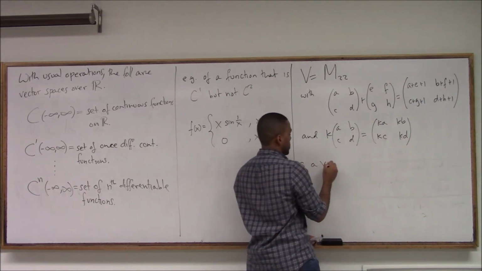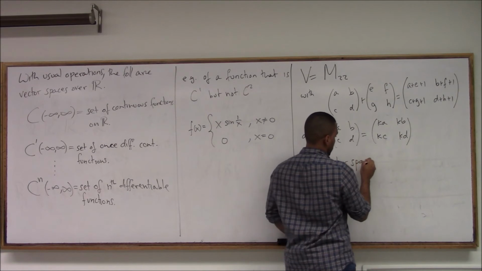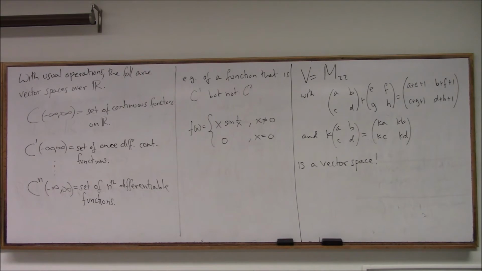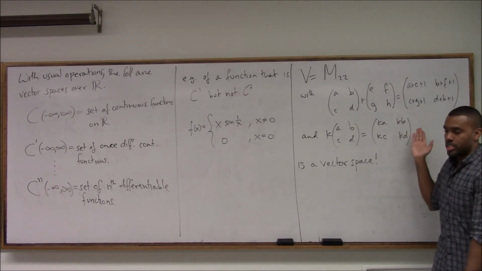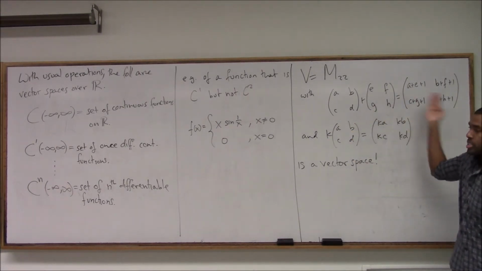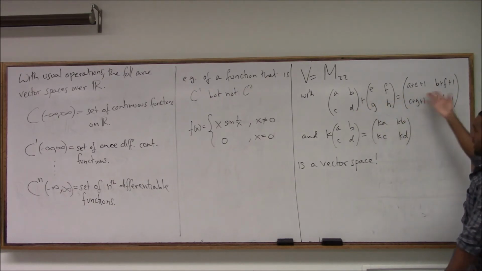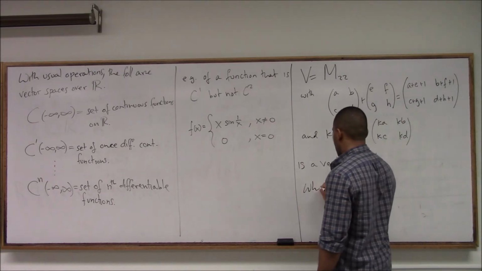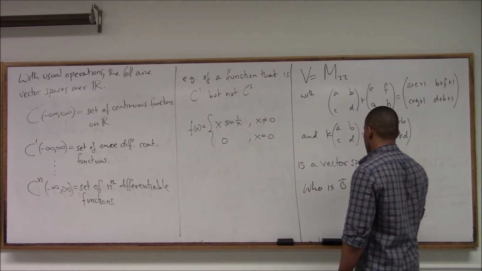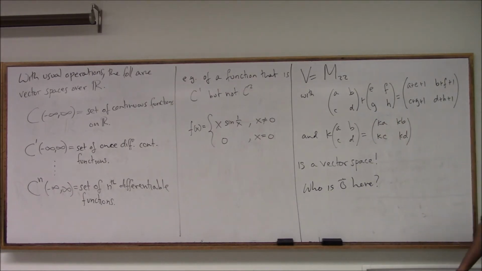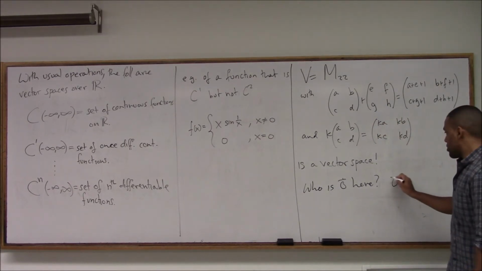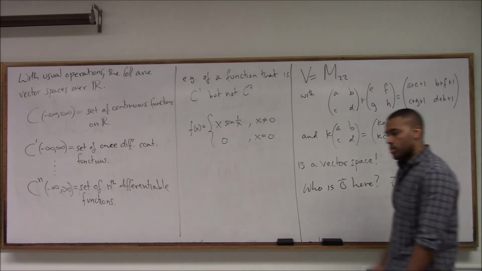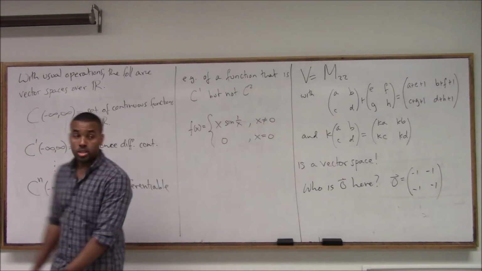Is this a vector space? Well, everything that has to do with scalar multiplication is going to be exactly the same. But in terms of addition, clearly this is closed. I add two 2x2 matrices, I get another 2x2 matrix, and we can go through all of that. Who is the zero vector here? Yeah, negative 1, negative 1. The zero vector is just going to be the matrix with all negative ones, as opposed to all zeros. But with that zero, that forms a vector space.